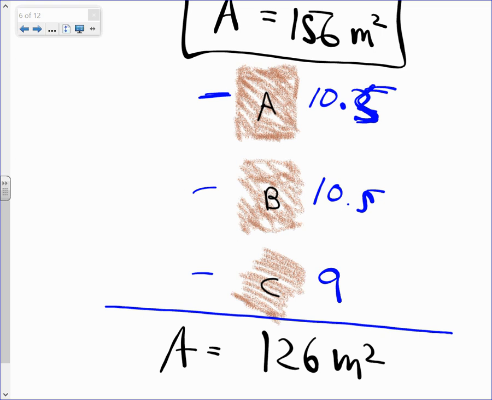There's a button pushing error, perhaps. Subtract. So this is the area of everything. That's why I subtracted this from that, from that. So I subtracted all these from that.